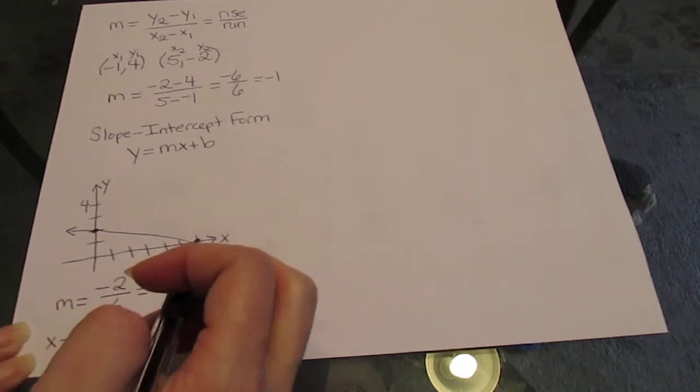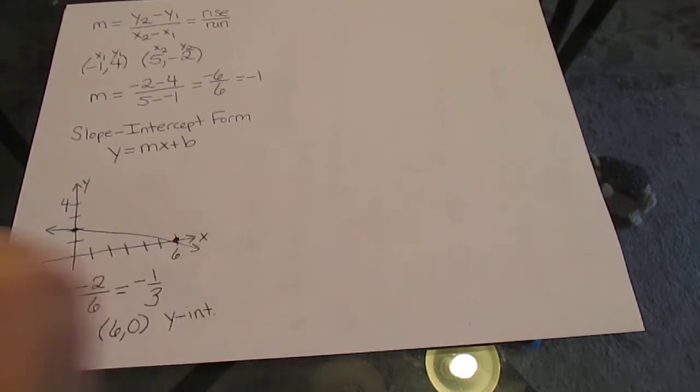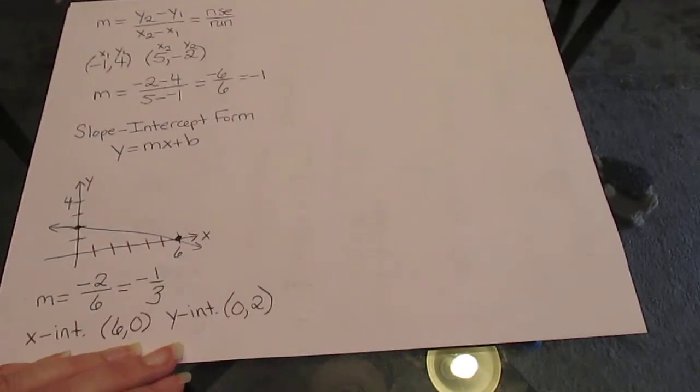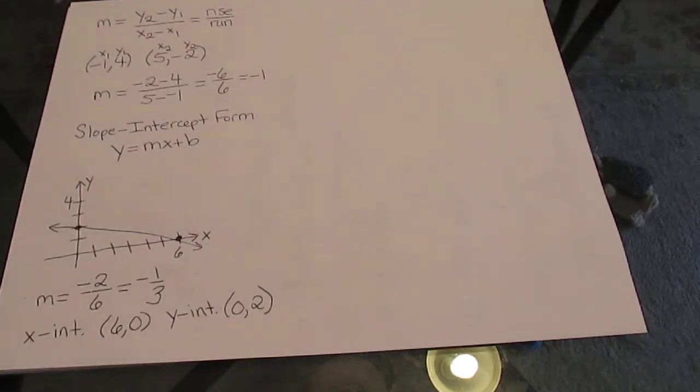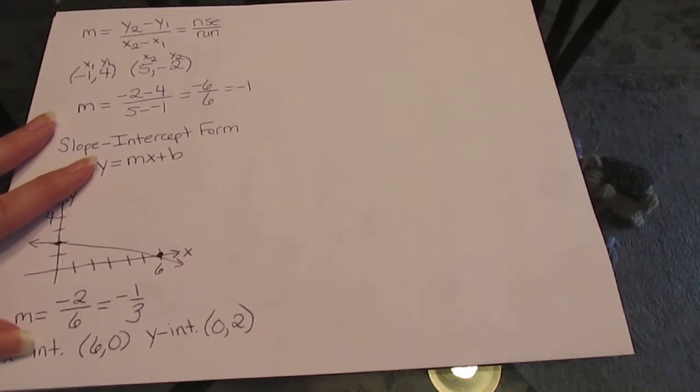Okay, and then the y-intercept is where it crosses the y-axis. It crosses the y-axis at 2, so it's written 0, 2. The x is 0, the y is 2. It's nice to write them like this because it will help us later on when we're trying to determine the equations of the lines.